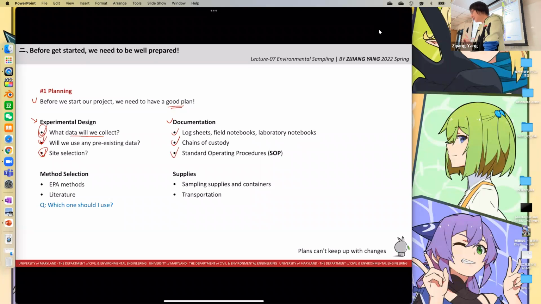Another one is standard operating procedure, or SOP. Basically our lab protocol is the SOP, and I will talk about this in a little more detail in the next slide. And the next one is methods.